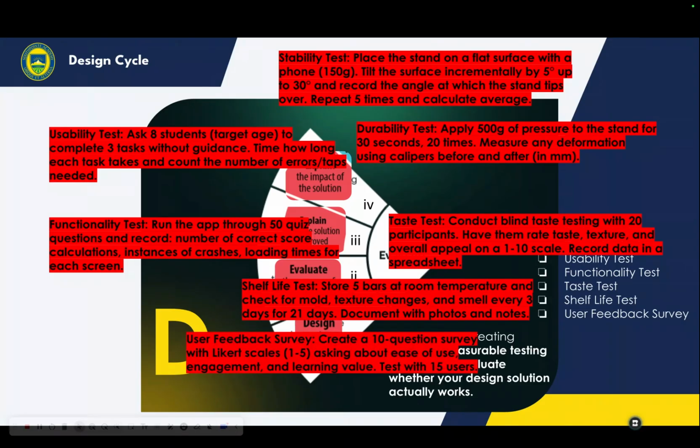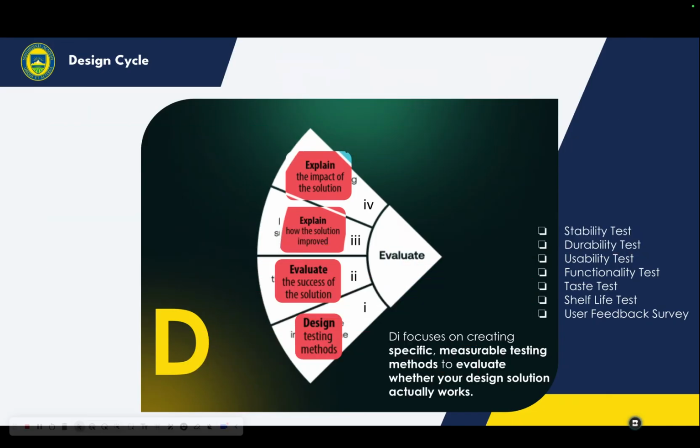And then the survey: create a 10-question survey from 1 to 5, asking about ease of use, engagement, learning value. So a lot of you guys could have already created something for your client, or a design challenge for someone, and you could ask them at the end, like, what did you think? Was it fun? Was it engaging? Did it work? How was our collaboration skills? So on and so forth. Okay, so that survey is always an easy go-to piece for that D1 part of this criteria. All right, so that's D1 in a nutshell.